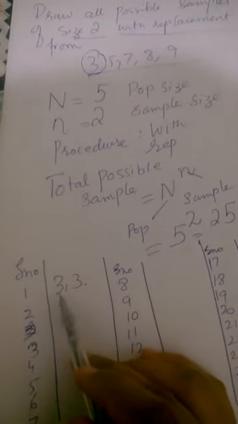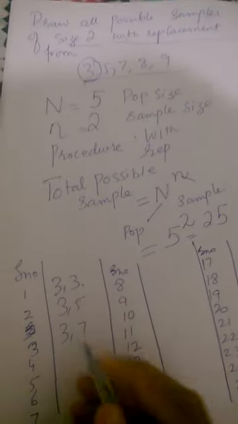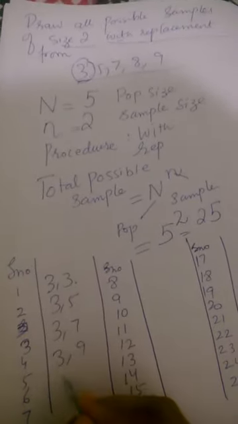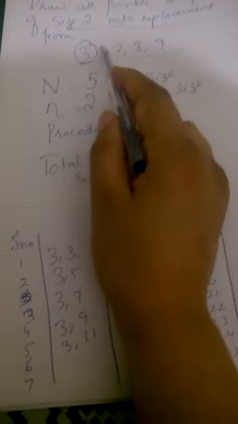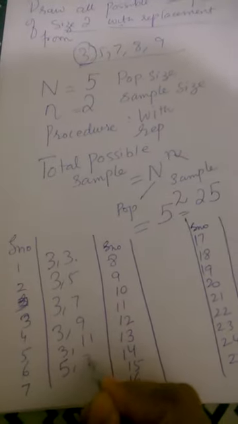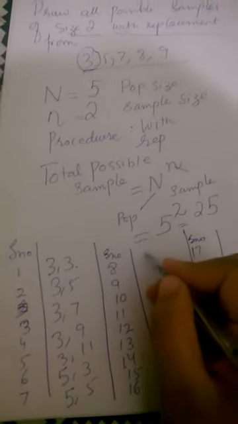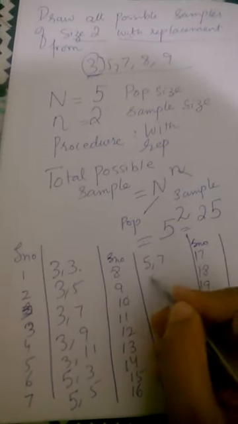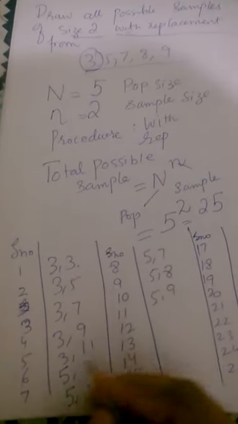3 is assigned with 3 itself, because it is a case of with replacement. 3 can appear twice. 3 with 5, 3 with 7, 3 with 8, and 3 with 9. In the same way, after 3 we will assign 5: 5 with 3, 5 with 5, 5 with 7, 5 with 8, and 5 with 9.